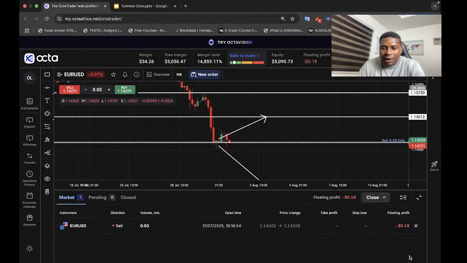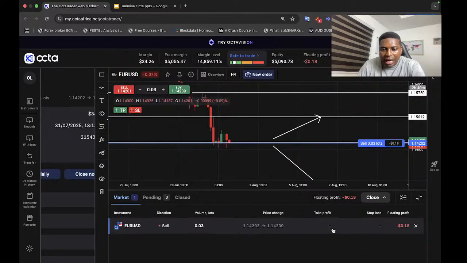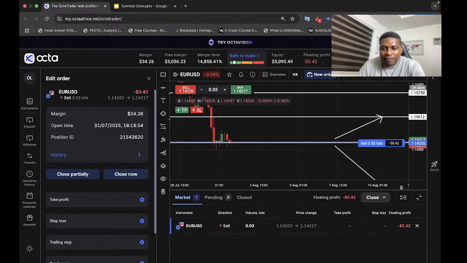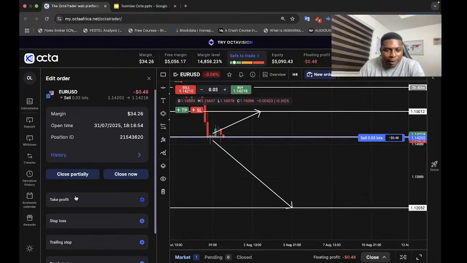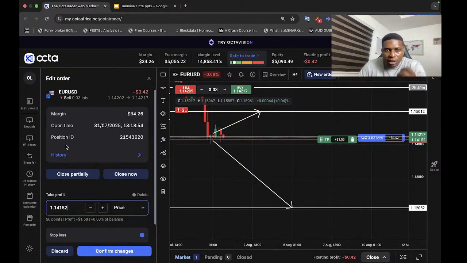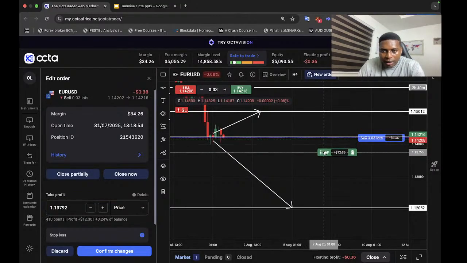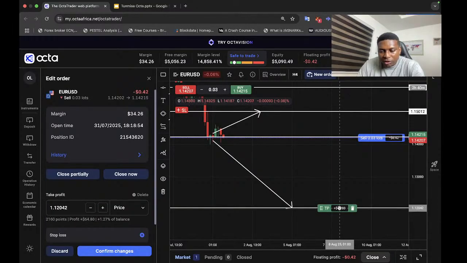So let's set our take profit and our stop loss order. Now here I want to set my take profit level. It's easier when you are using the Octa trader. You just come and drag the TP to the level. So this is the level I want to set for my TP.